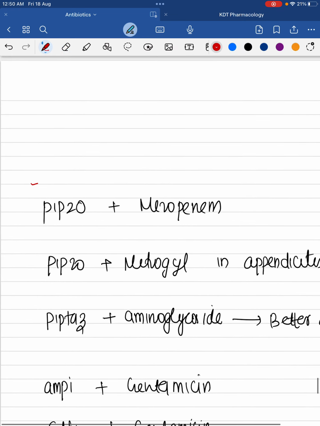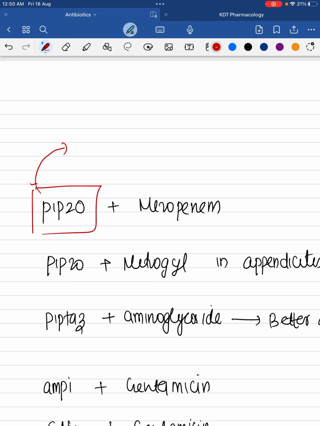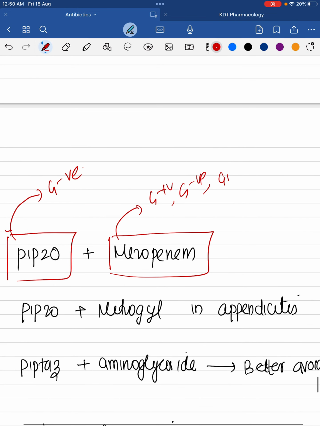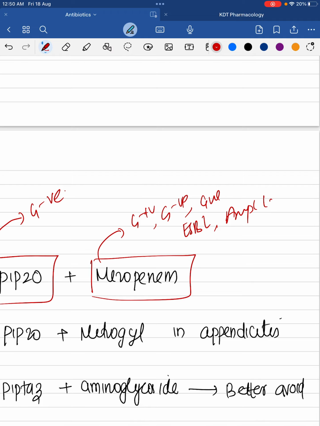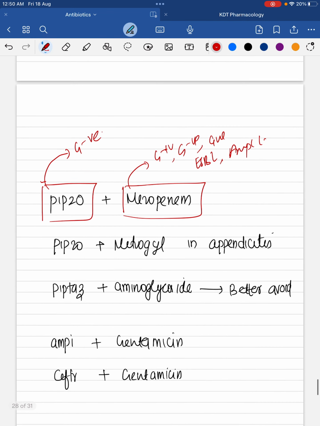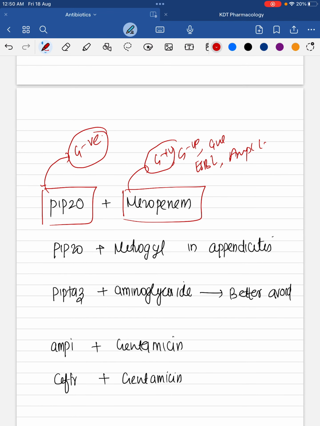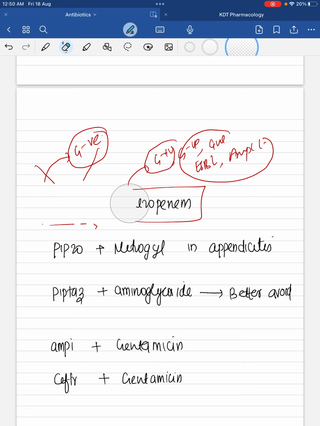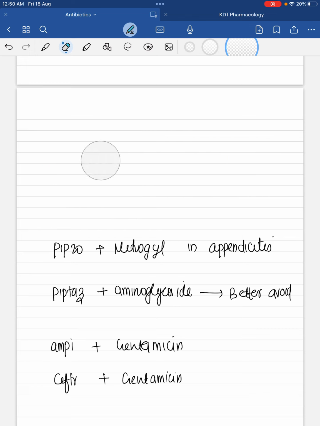Now Pibzo mero. Pibzo mainly acts against gram negative, meropenem has gram positive, gram negative, anaerobes, extended spectrum beta lactamase, AmpC lactamase. See, it has AmpC also, but Pibzo doesn't have that, which means Pibzo and mero have equal coverage. Along with that, mero has some extra also. So Pibzo is wasted here. So this is not a good combination. Mero Pibzo no need to combine in any protocols.